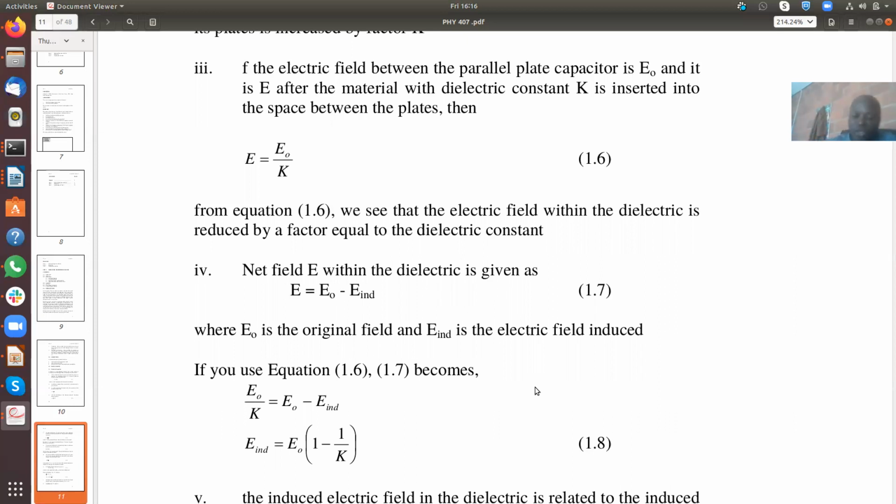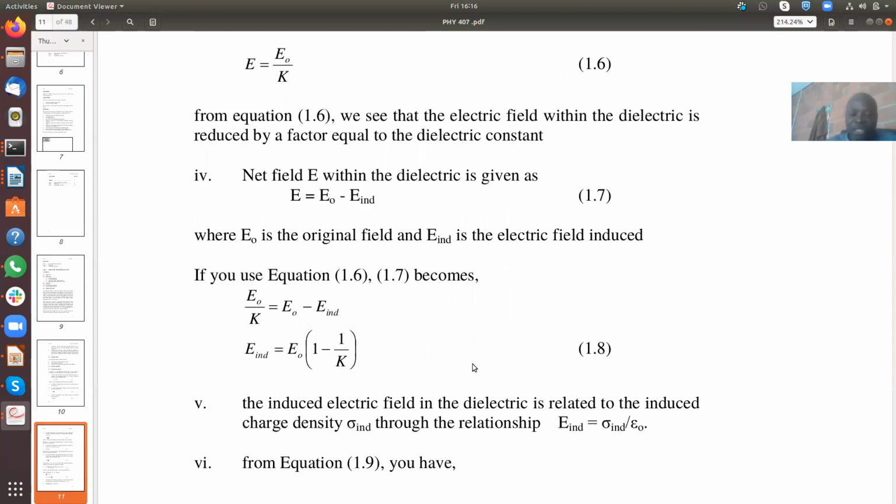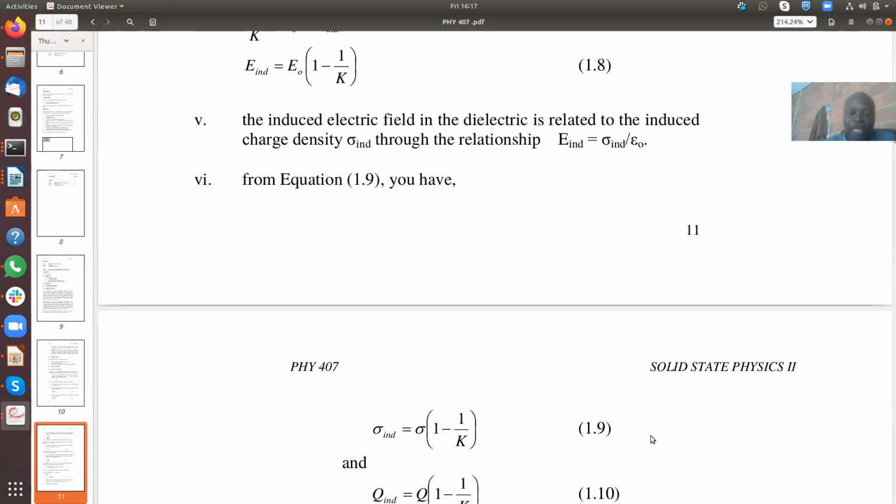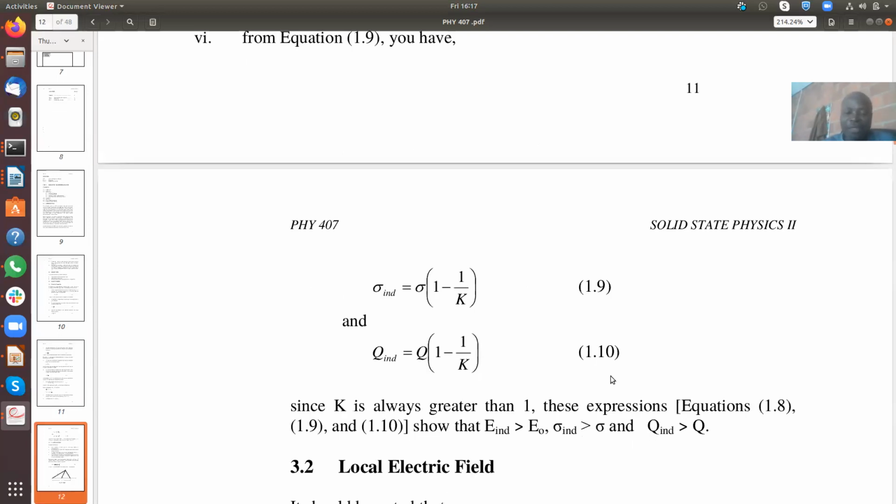If you combine all these equations together, you can derive an expression which is written in equation 1.8. The induced electric field in the dielectric is related to the induced charge density, sigma ind, through the relationship that the induced electric field is equal to the induced charge density divided by epsilon naught, the permittivity of free space. If you combine this together, you now have equation 1.9 and equation 1.10. Since K is always greater than 1, equations 1.8, 1.9, and 1.10 show that the induced electric field is greater than the electric field without the dielectric, sigma induced is greater than sigma, and charge induced is greater than the charge.